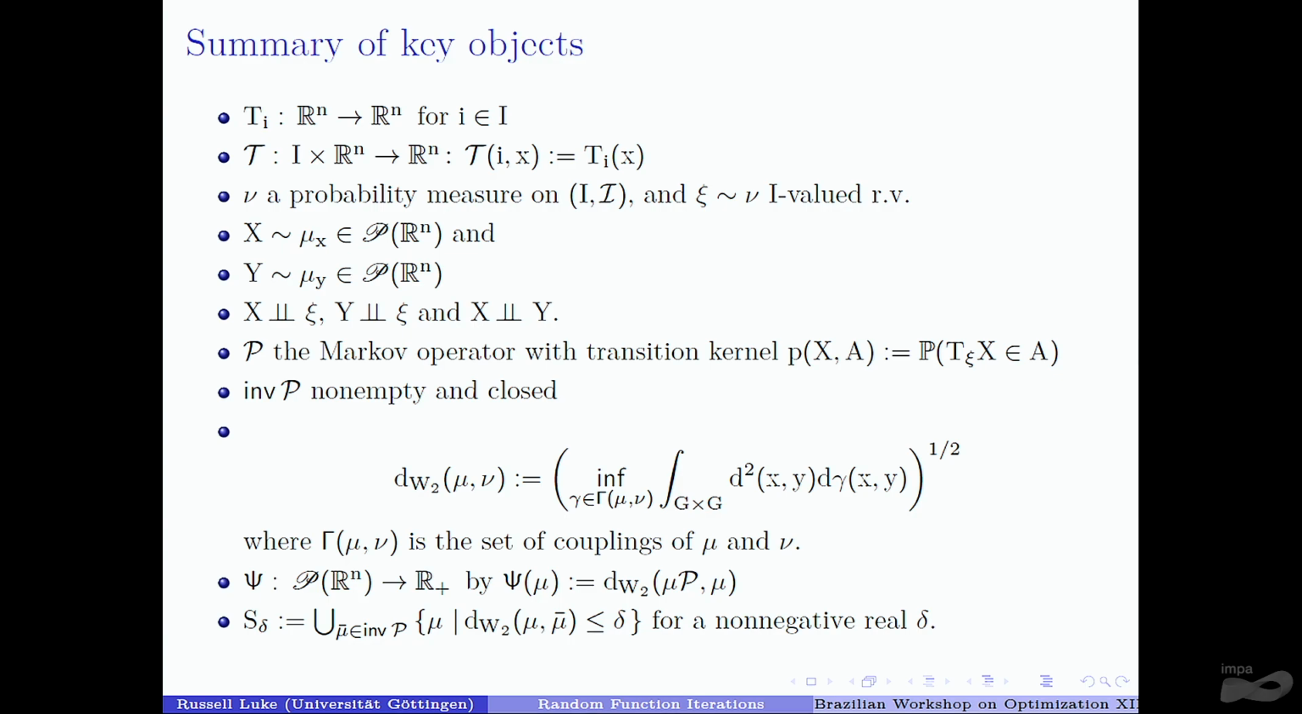So the Markov operator will always be denoted with this script P, with this transition kernel. I'll be assuming throughout that the set of invariant measures is non-empty and closed.